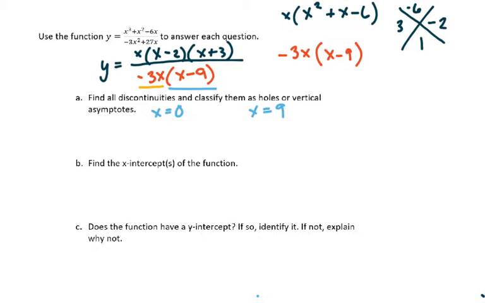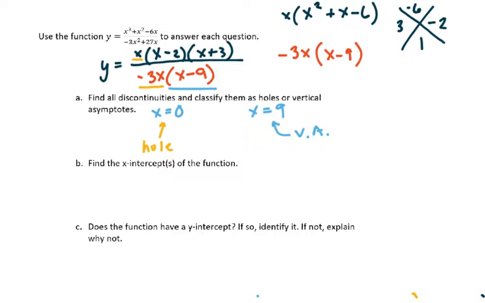So now to determine whether they are holes or vertical asymptotes, we are going to look and see whether they occur in just our denominator or both our numerator and our denominator. So our factor x occurs in our numerator as well as our denominator, meaning that when x is equal to 0, both our numerator and denominator will be equal to 0, meaning that this is a hole. Now when x is equal to 9, only our denominator is going to be equal to 0. x minus 9 does not occur in our numerator as well, so we know that x equals 9 is a vertical asymptote.